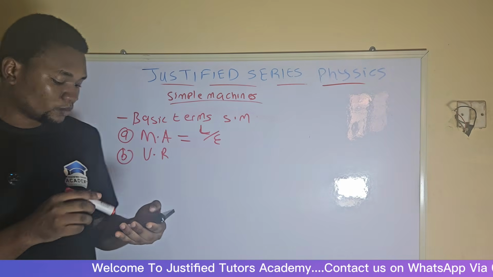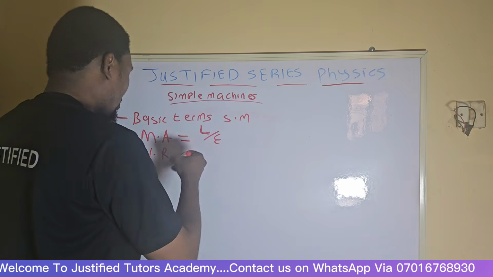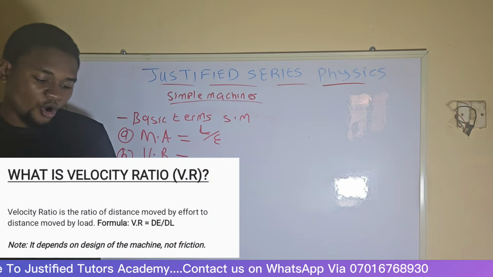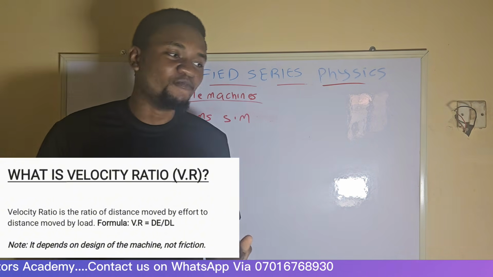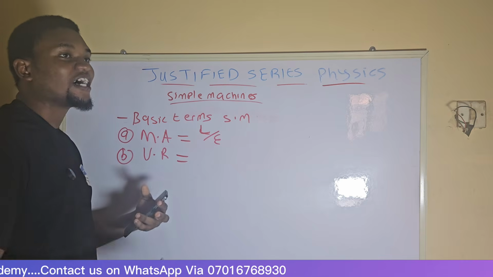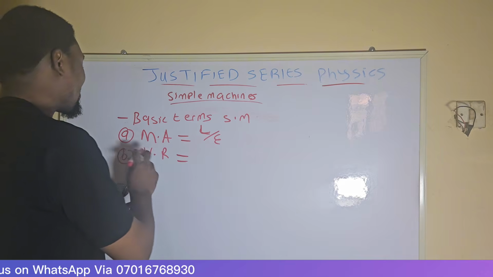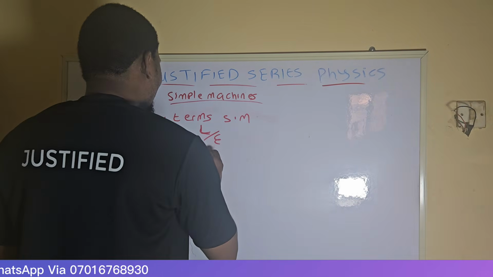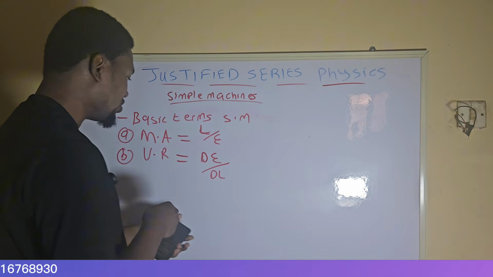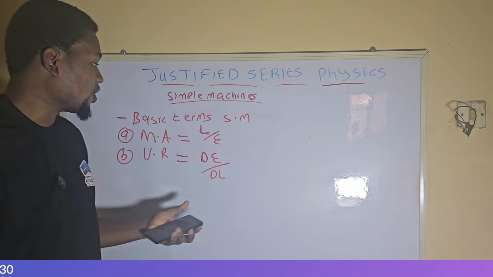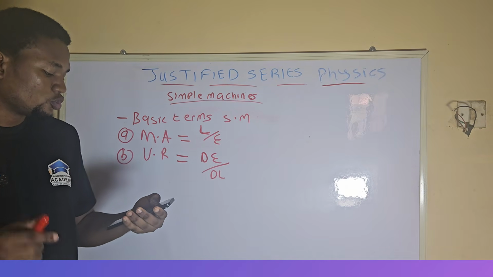Let me go to velocity ratio first. Velocity ratio is the ratio of distance moved by effort to the distance moved by load. So the formula for velocity ratio is distance moved by effort over distance moved by load. You need to pay attention to these when you are given your question. But there is one thing I need you to note.